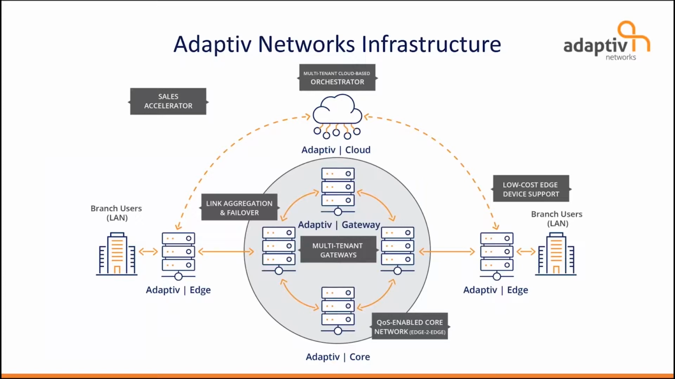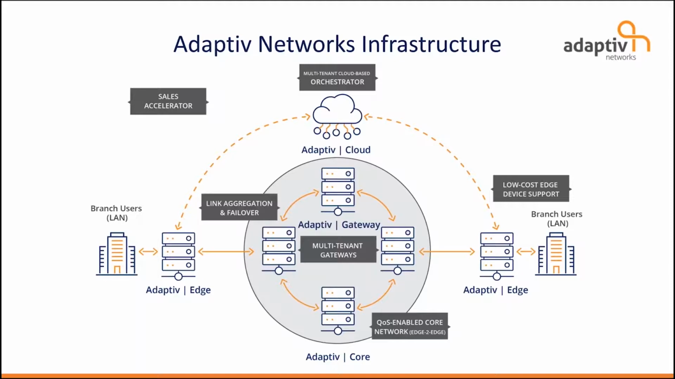So let's talk about what we do exactly. What is the Adaptiv Networks solution? First of all, we are a network as a service player. We provide a full subscription-based model to an SD-WAN network, which is all-inclusive. When you subscribe to a service with Adaptiv Networks, you get a low-cost edge device, you get the entire network with all the capabilities of the gateways and the network, and all of that is cloud orchestrated.